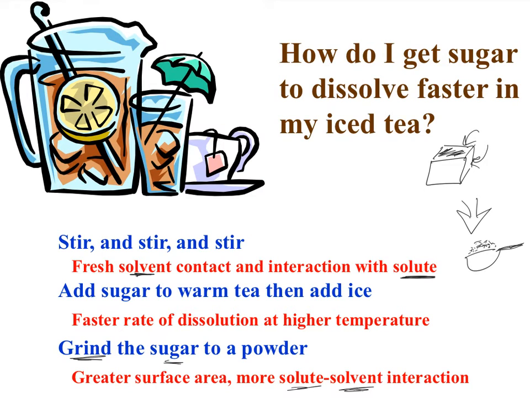Then you add sugar and you can add it to the warm tea. So again, temperature. Remember, the higher the temperature, the faster things dissolve for most solids. We went through that just a few slides ago. So a faster rate of dissolution at higher temperature. That's normal, and there are some solids that don't do that, but sugar's not one of them. It's a normal solid, meaning it's an average solid.